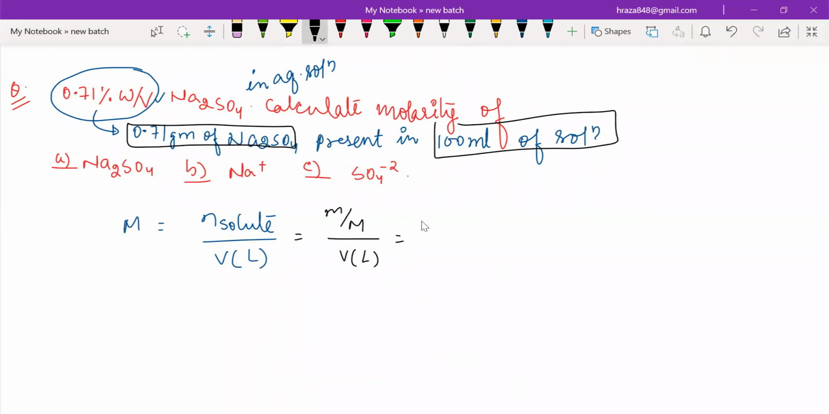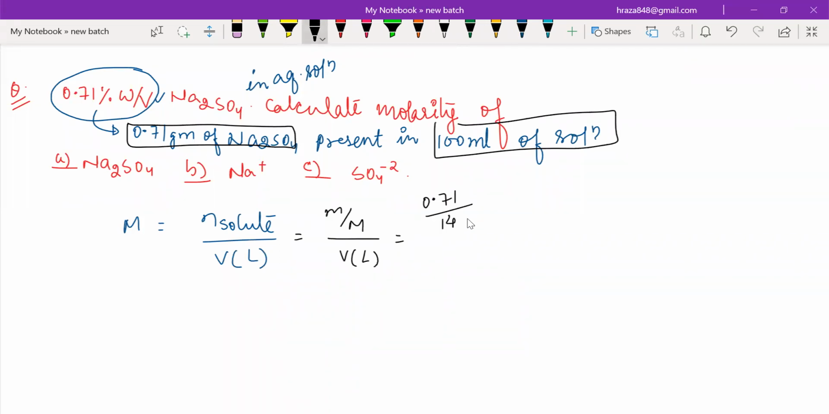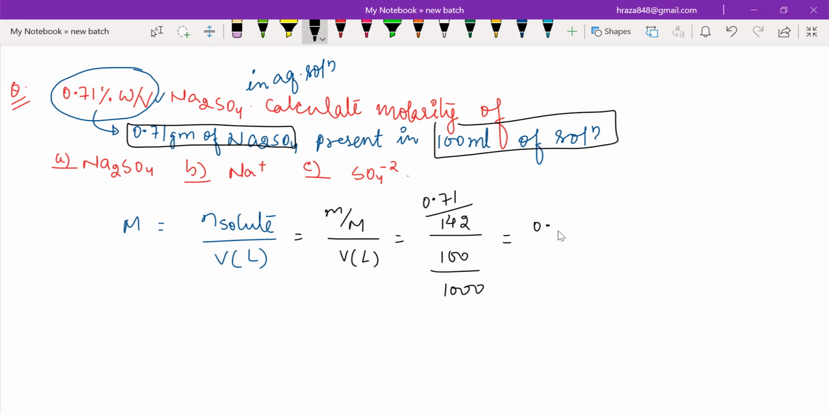Given mass is 0.71 gram, divided by molar mass, 142. Upon volume is 100 ml, which we need to convert into liter by dividing by 1000. Now see, 0.71 upon 142 into 1000 upon 100. Is that clear?